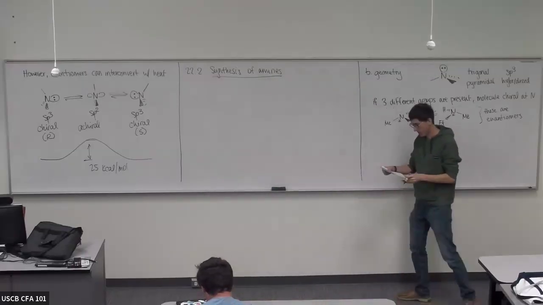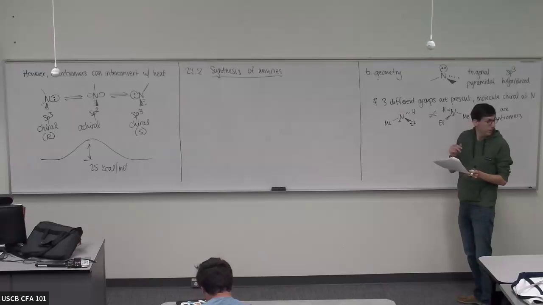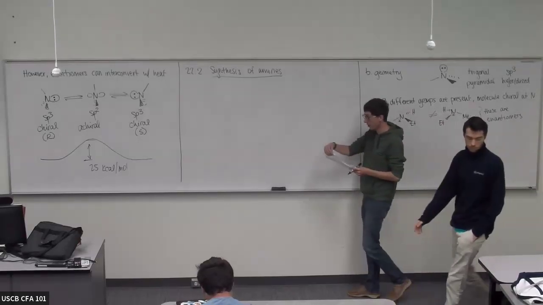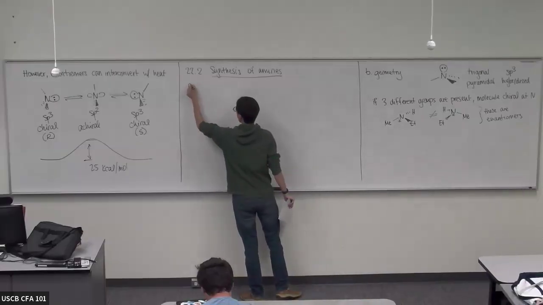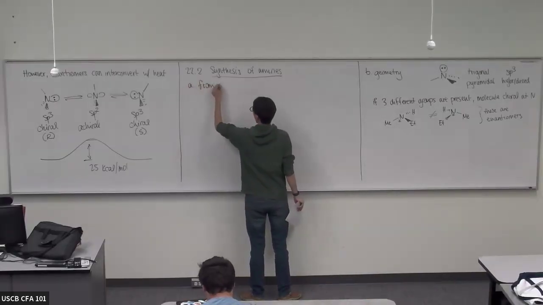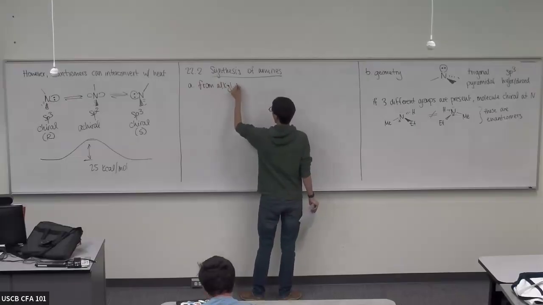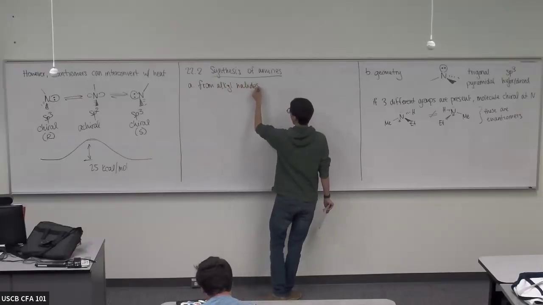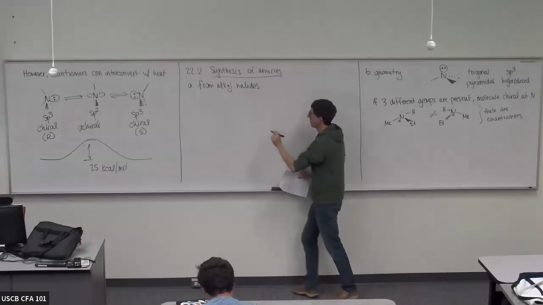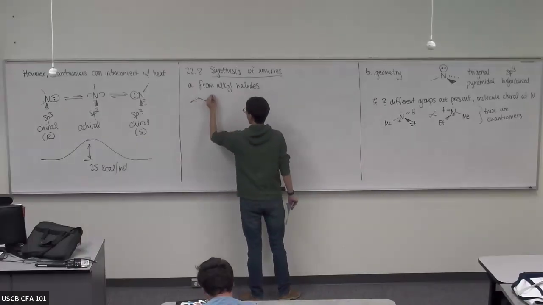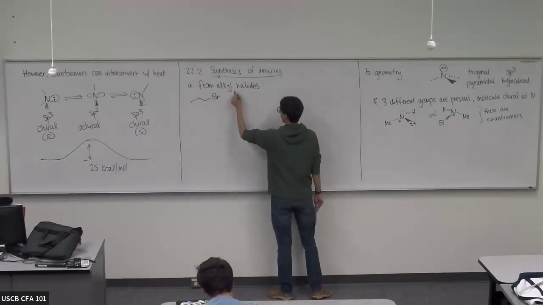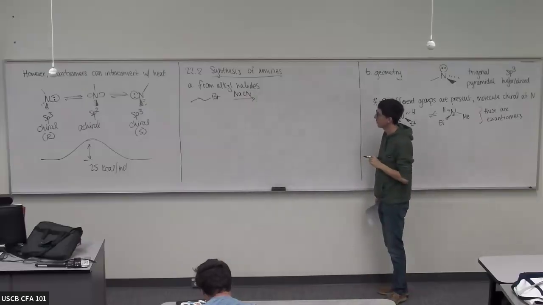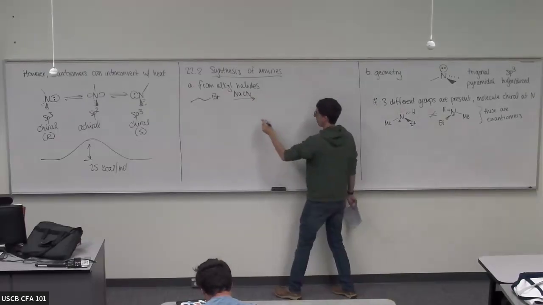So fortunately, this is going to be actually a good bit of review, because we've already done like several different ways to make amines. You can start from an alkyl halide like this to introduce our nitrogen. We can substitute with cyanide.